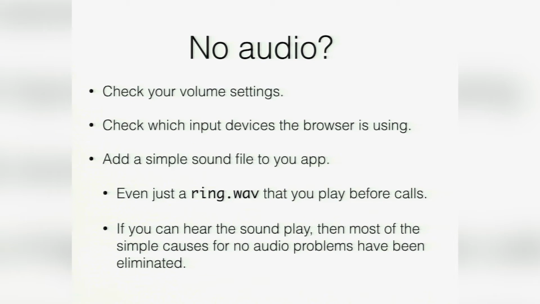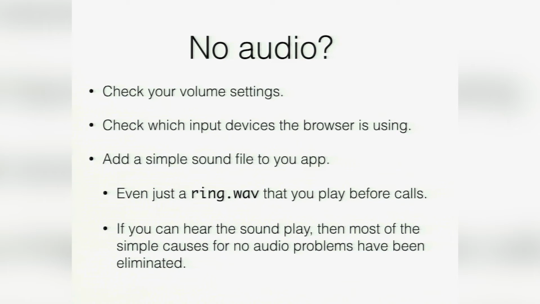Also, in the browser, you can check which input device that you're using. On Chrome or on Firefox, you'll see a microphone show up on the address bar. You can click that, and you'll get more specifics as far as which input and output devices you're using. A really helpful debugging technique when you're having these sorts of audio problems is to actually just add a very simple sound file to your application, even if it's just something like ring.wav that you play before you place a call or when a call comes in.